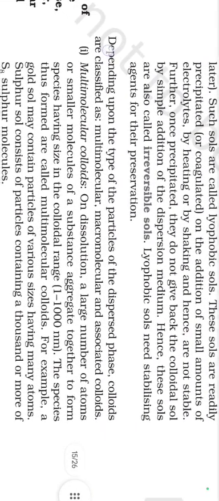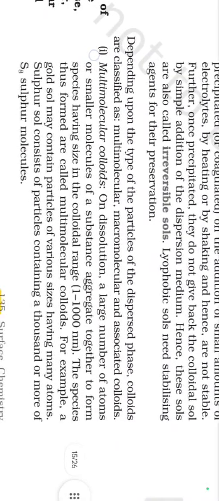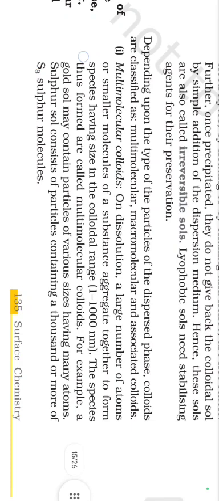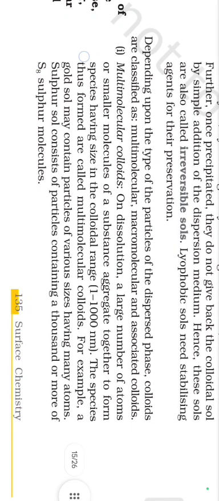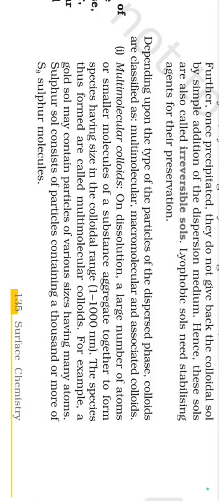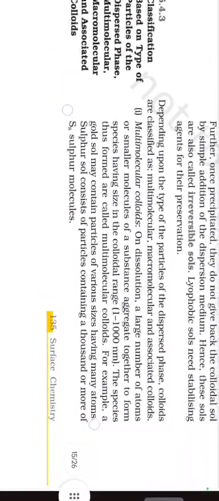These sols are readily precipitated or coagulated on the addition of small amounts of electrolytes, by heating, or by shaking, and hence are not stable. Furthermore, once precipitated, they do not give back the colloidal sol by simple addition of the dispersion medium. Hence, these sols are also called irreversible sols. Lyophobic sols need stabilizing agents for their preservation.